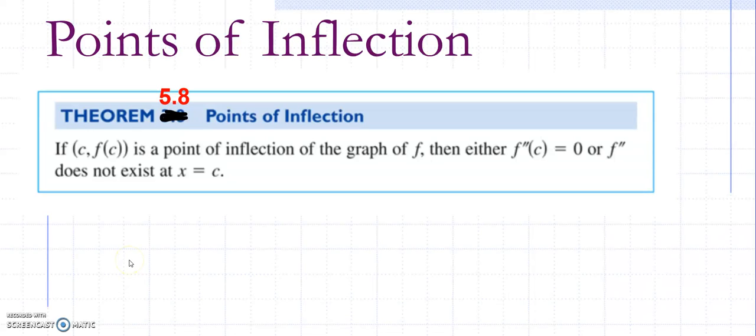Now, how do we find those points of inflection? Well, if c, comma f of c is a point of inflection of the graph of f, then either the second derivative at c equals 0, or the second derivative does not exist at x equals c. So this is how we're going to find inflection points. We're going to use this information here.